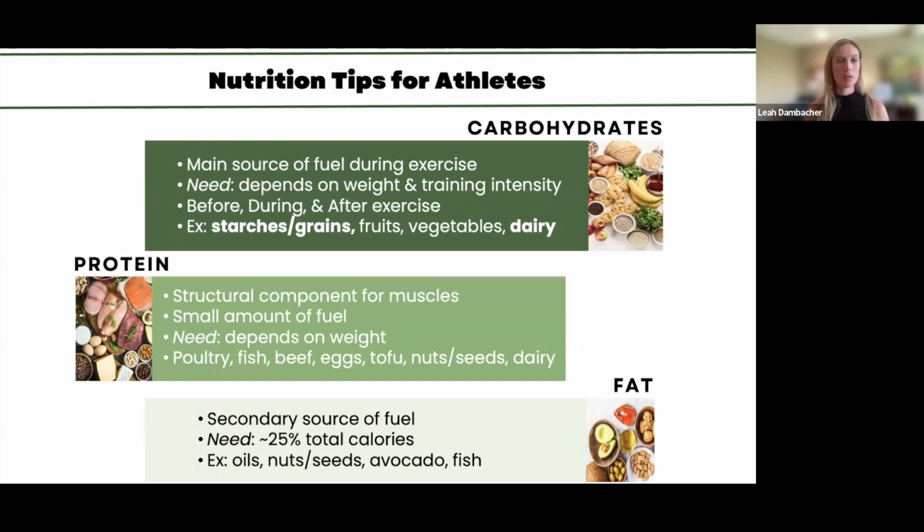Protein, we know, is important for building muscles and reinforcing what the athlete has done in the gym or during practice. And so this, while important, is not the main source of energy used for exercise, but we do know that it's important for reinforcing and building those muscles. And then lastly, we can talk about fat a little bit. And this is typically the secondary source of fuel that an athlete will use. Very, very important for a multitude of reasons. So making sure that the athlete has a really well-balanced diet and making sure that we have all 3 components here.